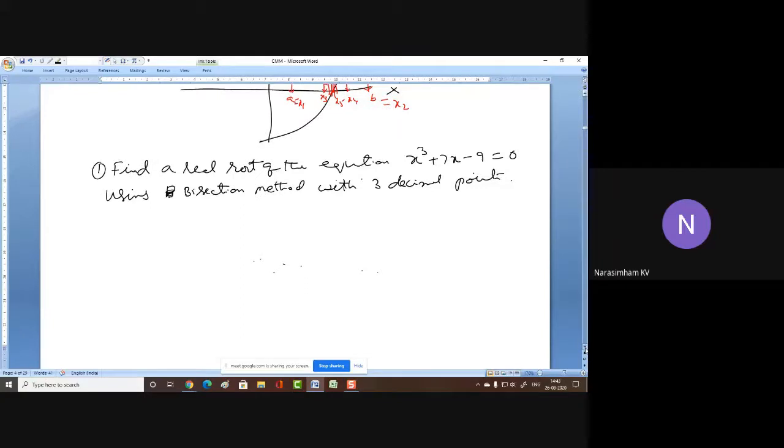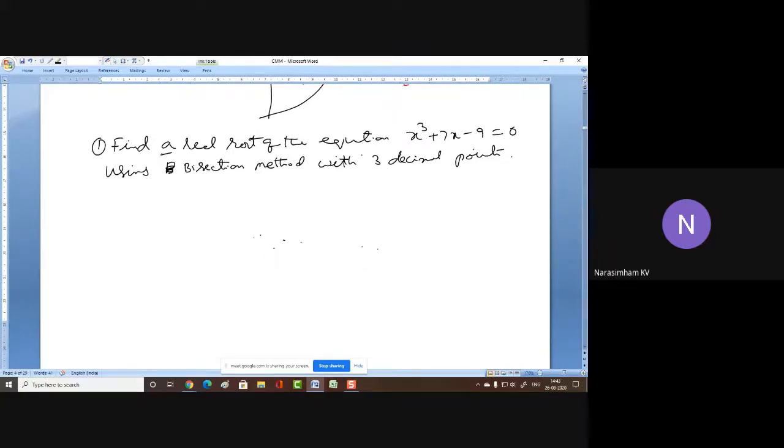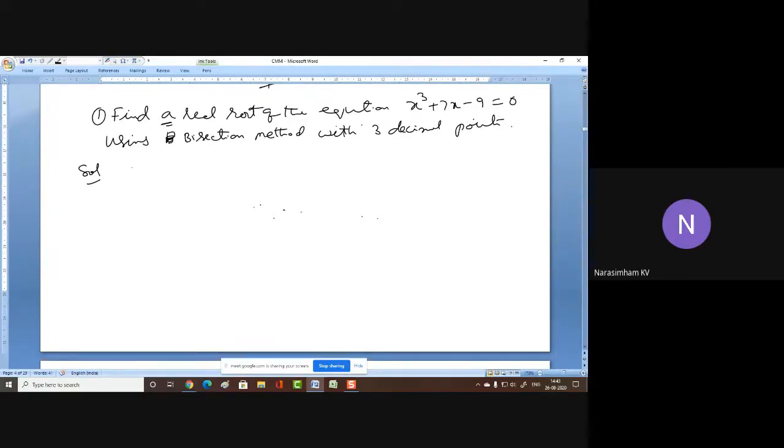Find a real root. Now observe very well, this equation has 3 roots, so it has at least one real root. If all the roots are real, then we can find all 3 roots using the same method. Otherwise, at least find one real root using the bisection method. What is step 1? Let f(x) equal the given equation. Whether it is algebraic or transcendental, the procedure is the same.